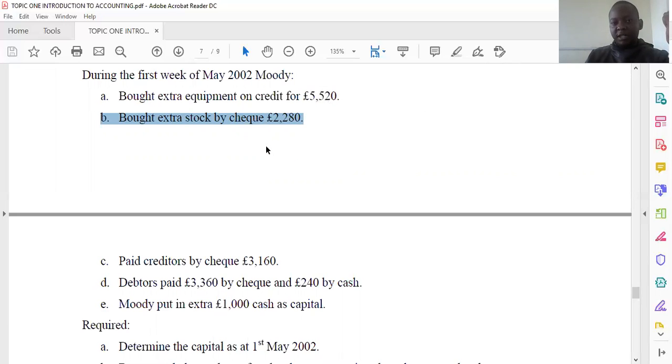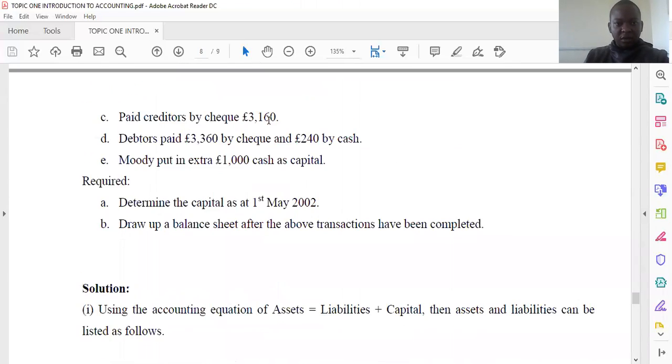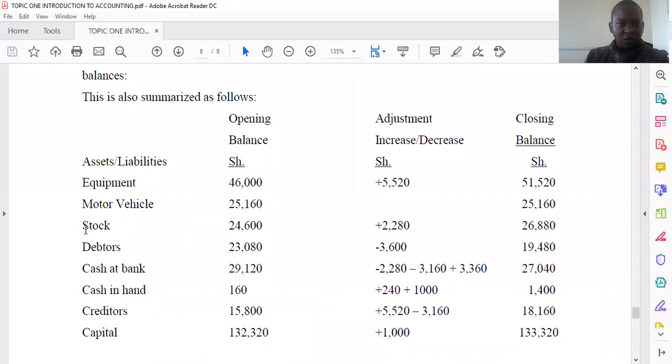So the dual effect here is that stock increases and bank decreases. The amount in the bank will go down and the stock will increase. So therefore the stock will increase, that is we add 2280, and in the bank we deduct, we minus 2280 from the bank. So that is a dual effect.